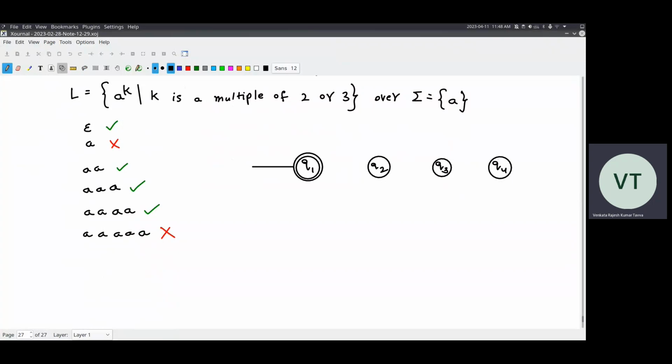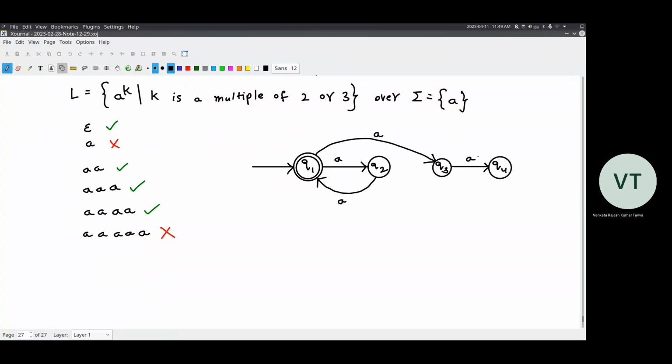On receiving an A, Q1 goes to Q2 and Q3. Okay. Q2 receives an A, goes back to Q1. Q3 receives an A, goes to Q4. Q4 receives an A, goes back to Q1. That's it.